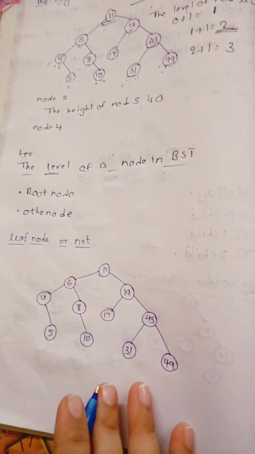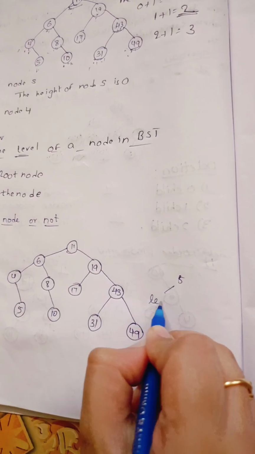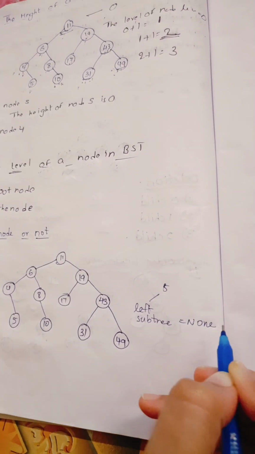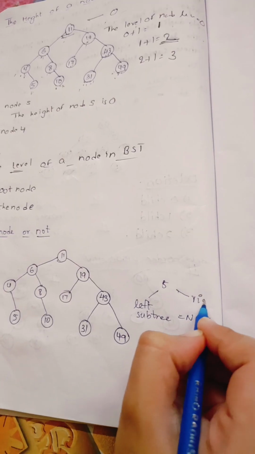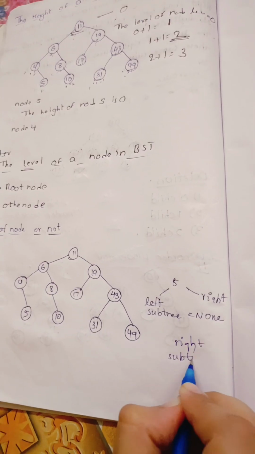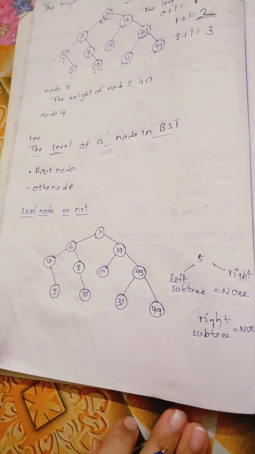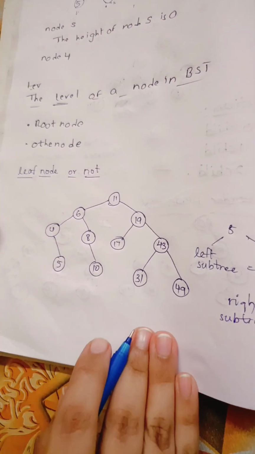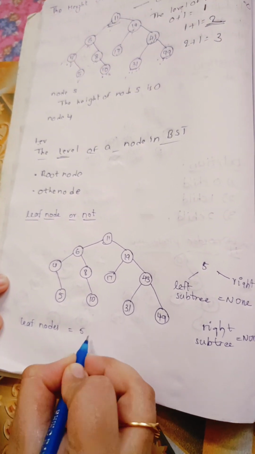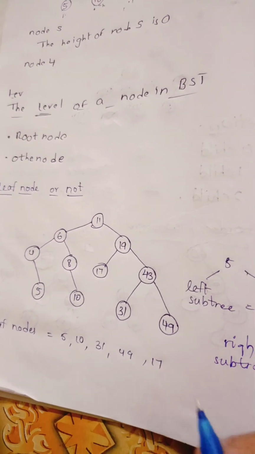Consider this example. Now take 5. Check whether it has a left subtree. If it equals none, then check the right subtree. If the right subtree equals none, then we consider it a leaf node. In this example, the leaf nodes are 5, 10, 31, 49 and 17.